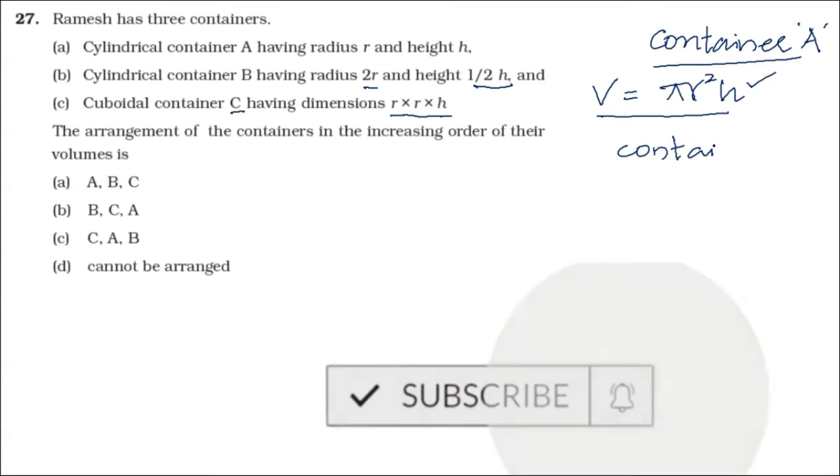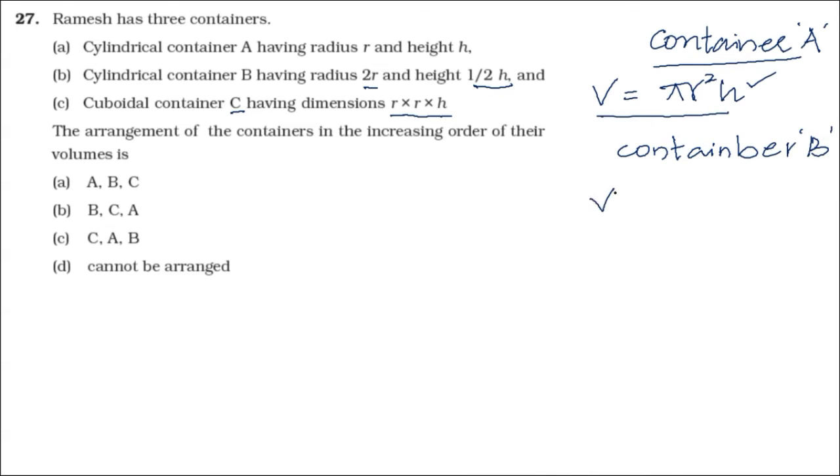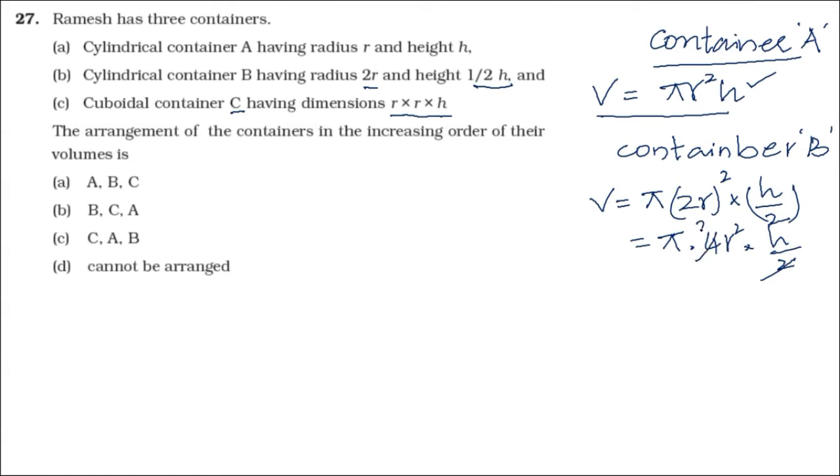Now for container B, V will be equal to pi, instead of R I have to take 2R whole square into, instead of H, it is H by 2. Let's simplify this. It's pi multiplied by 4R square multiplied by H by 2. This will become 2 pi R square H. This will be the volume of container B.